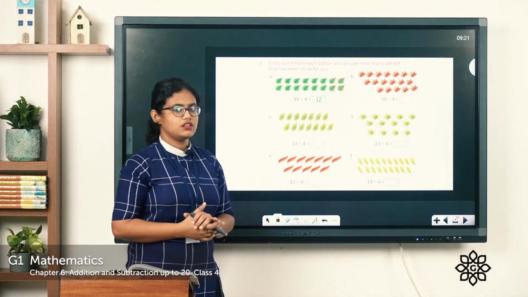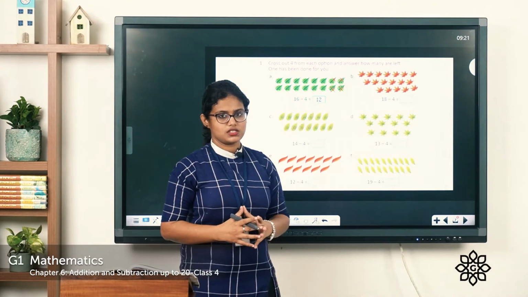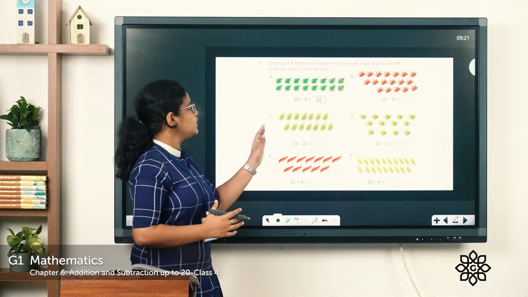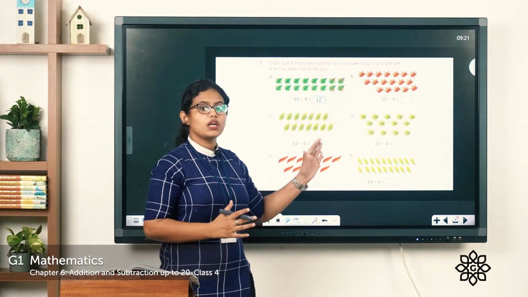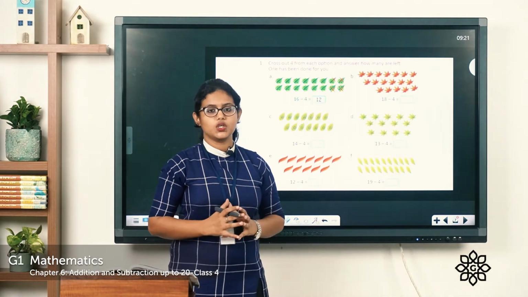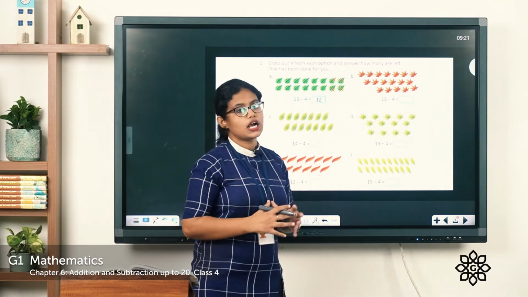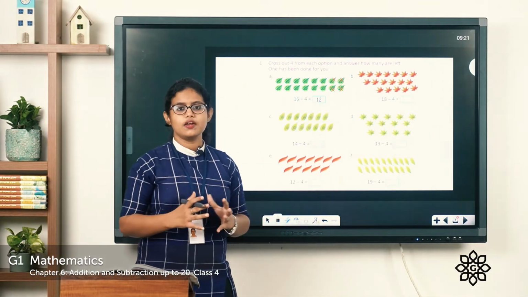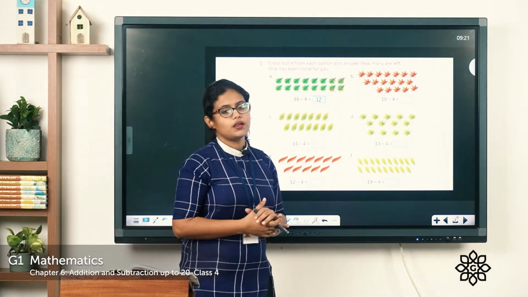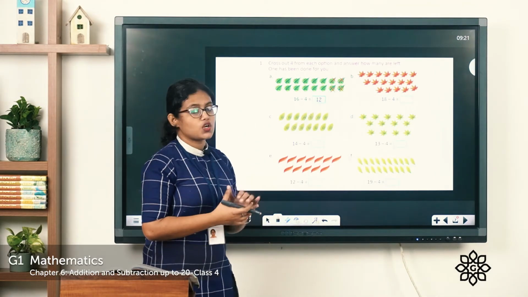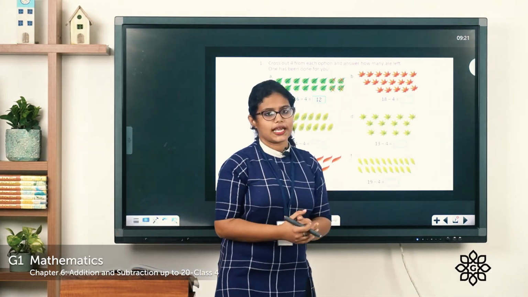Here you can see groups of leaves. What you are going to do is cross out 4 leaves from each group, and write the leftover leaves in the box. So the first one is already done. So let's do the second one.